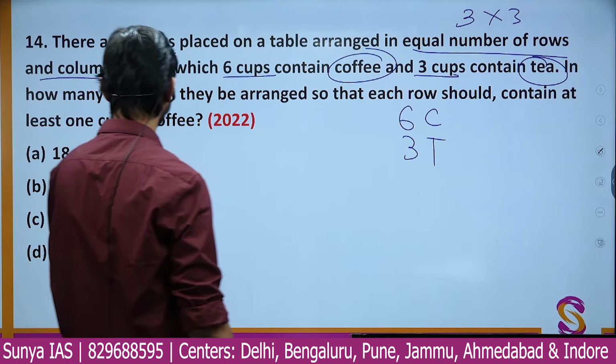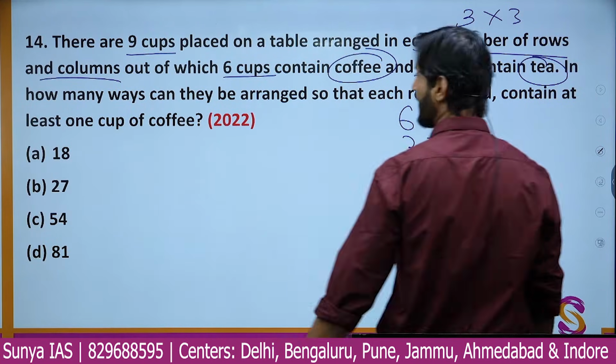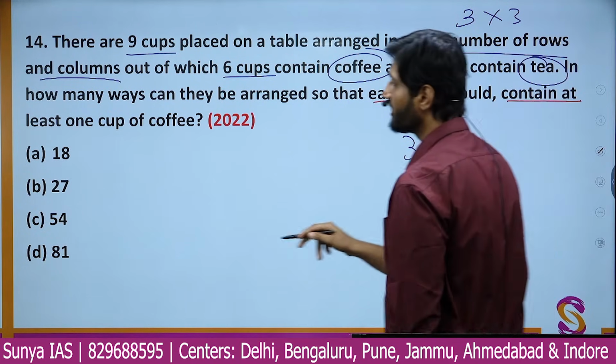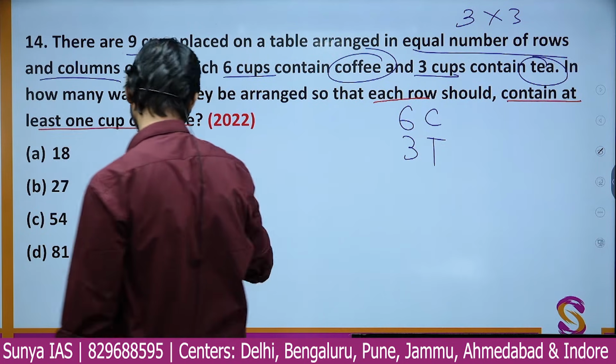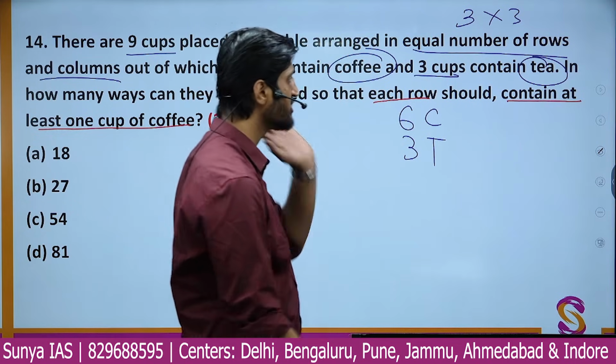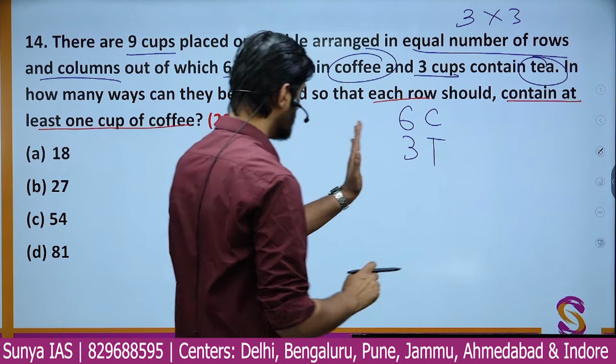So in what ways can they be arranged so that each row contains at least 1 cup of coffee? So each row should contain at least 1 cup of coffee. That simply means we have to have different arrangements. What are the different arrangements which are possible? So in order to arrange them, we can have 2 types of arrangements.